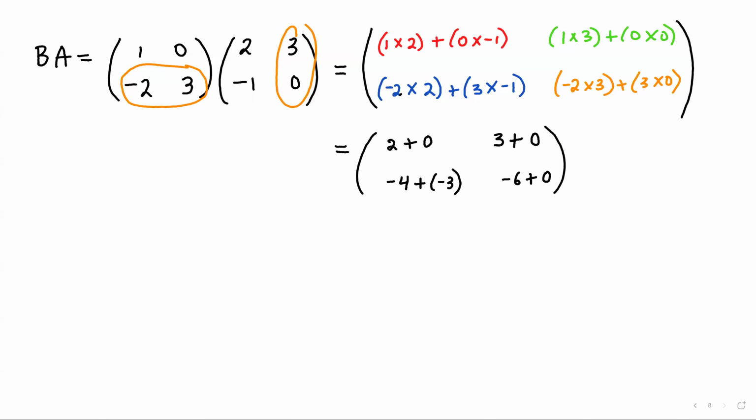These numbers came from up here, guys, right? 1 times 2 is 2 plus 0 times negative 1. 1 times 3 is 3 plus 0 times 0. Negative 2 times 2 is negative 4 plus 3 times negative 1, which is negative 3. Negative 2 times 3 is negative 6 plus 3 times 0, which is 0. I just wrote it out here as well, just for clarity, right? And now you work them out. So 2 plus 0 is 2. 3 plus 0 is 3. Negative 4 plus negative 3 would be negative 7. And negative 6 plus 0 is negative 6. And that is your answer.